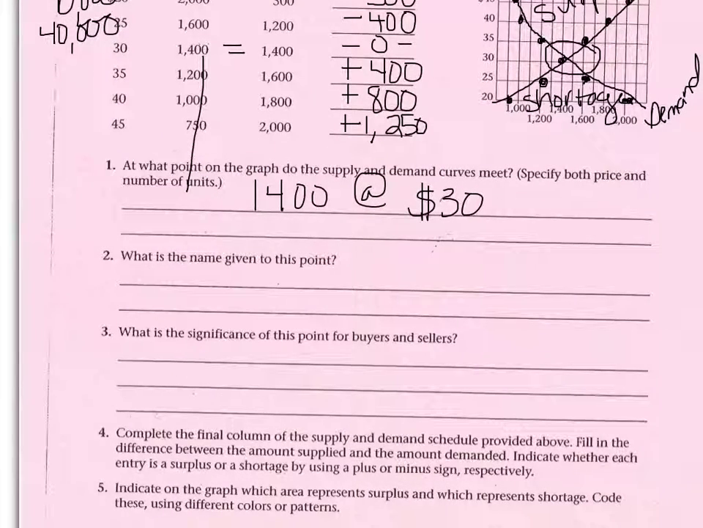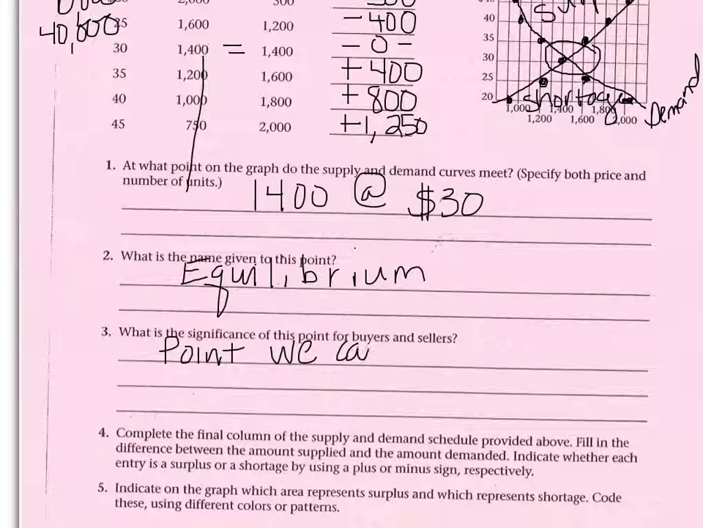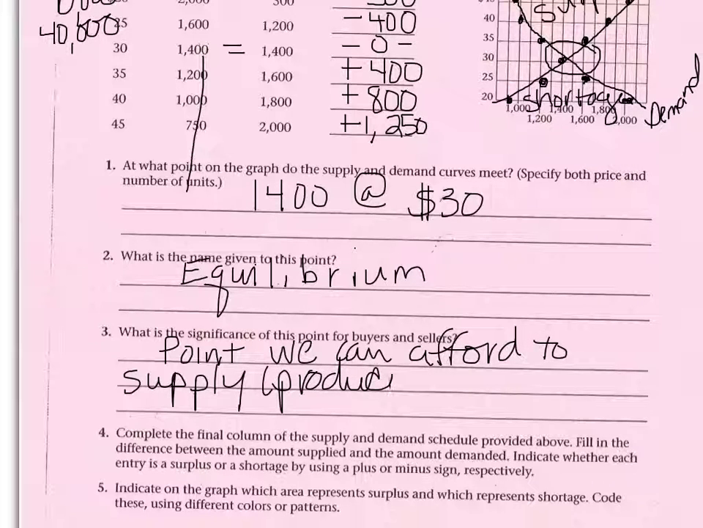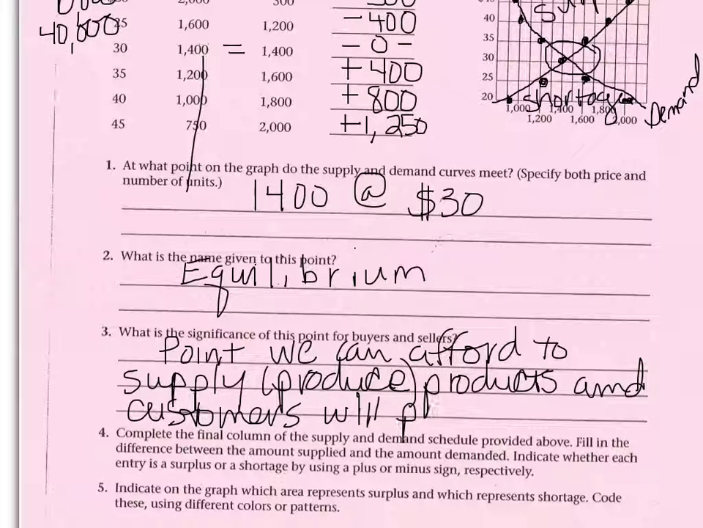All right. Now, what's the name given to this point? It's called equilibrium. What's the significance of this point for buyers and sellers? Well, it lets us know the point that we can afford to produce products and customers will also purchase. And that would be demand. So it's the point where supply and demand meet.